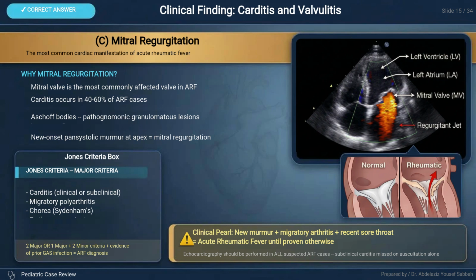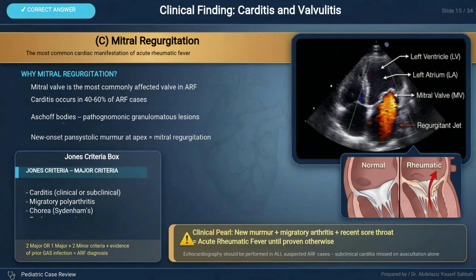The mitral valve is the most commonly affected valve in acute rheumatic fever. Arthritis occurs in 40 to 60% of cases. Aschoff bodies are pathognomonic granulomatous lesions found in the myocardium. A new-onset pansystolic murmur at the apex indicates mitral regurgitation.